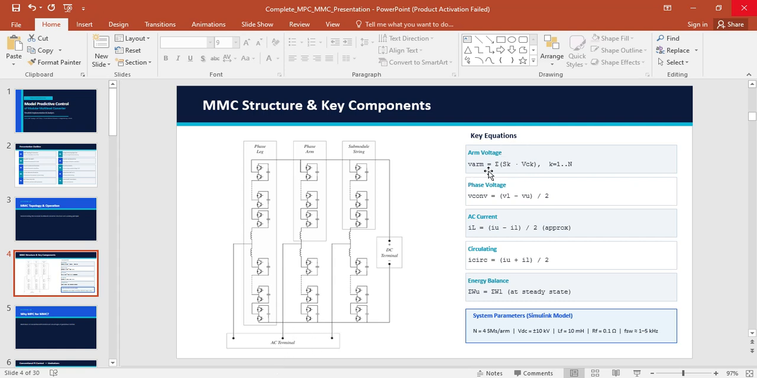And these are some key equations, such as the arm voltage and phase voltage. The arm voltage will be equal to the sum of the capacitor voltages, whereas the converter voltage will be equal to (V lower minus V upper) divided by 2. The AC current IL is equal to (I upper minus I lower) divided by 2 approximately, and this is the circulating current. So the energy is balanced when the energy of the upper arm is equal to the energy of the lower arm at steady state, right?